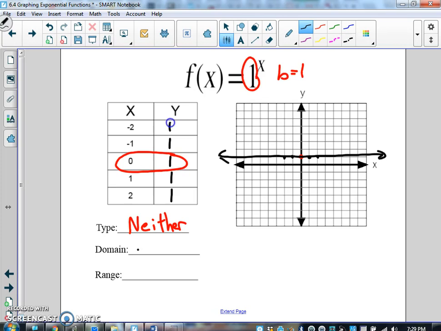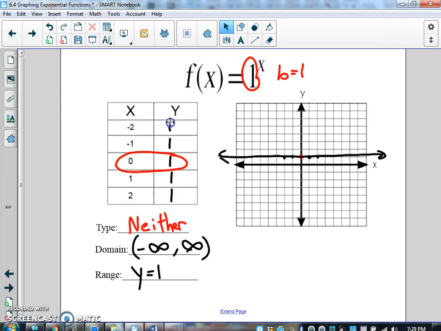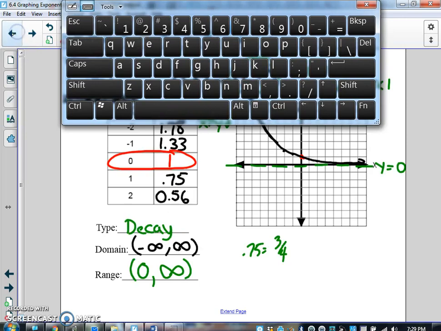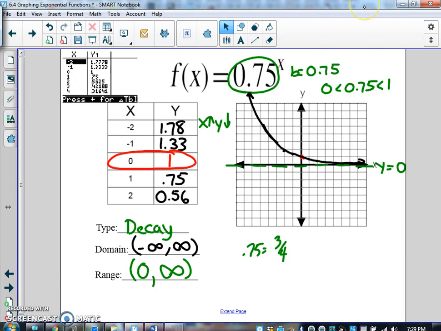And really, it's hard to say that this is an exponential function at this point. My domain here would be negative infinity to positive infinity. And my range, well, there's only one y value that I have. So my range could be written as y is equal to 1.